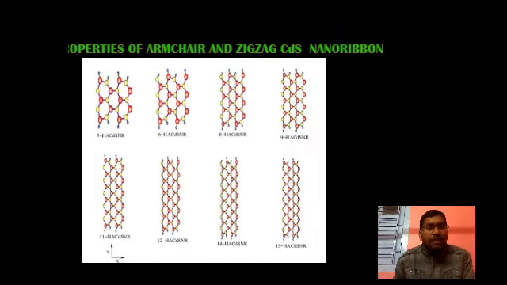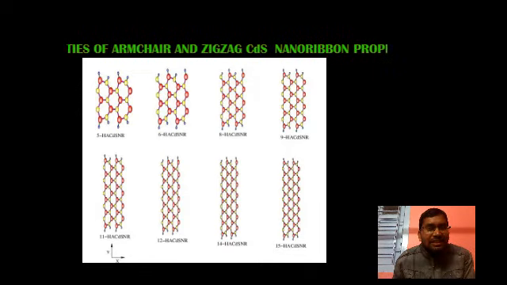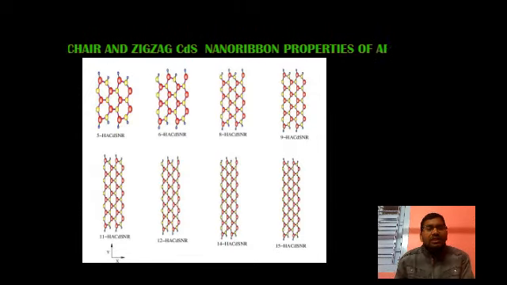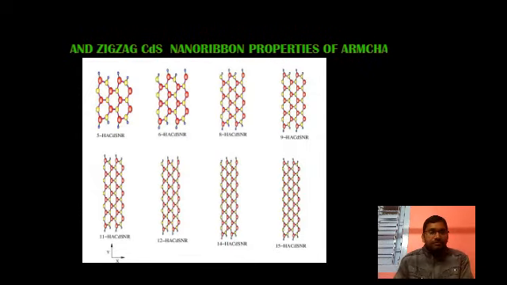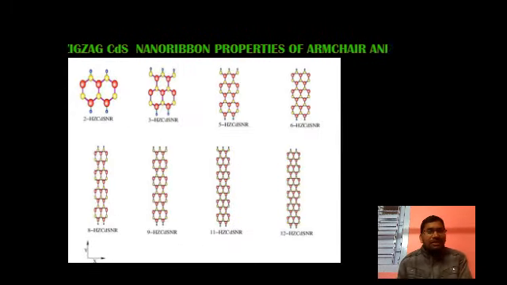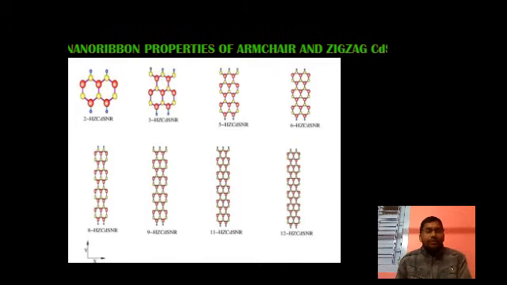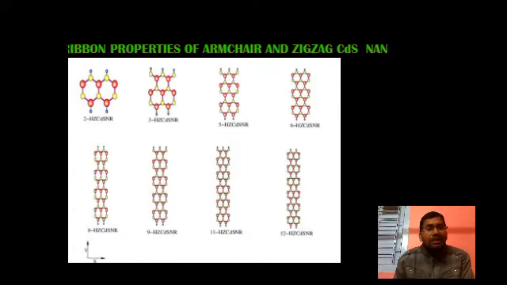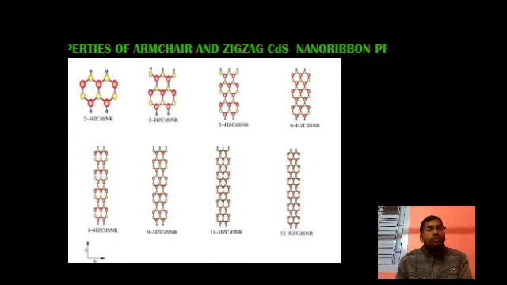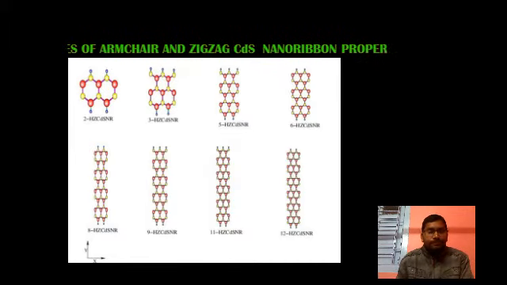Next, this is the picture of a hydrogen passivated armchair cadmium sulfide nanoribbon. The small blue atoms are the hydrogen atoms at the edges. Next, this is the picture of a hydrogen passivated zigzag cadmium sulfide nanoribbon. Here also the small blue atoms at the edges denote the hydrogen atoms.